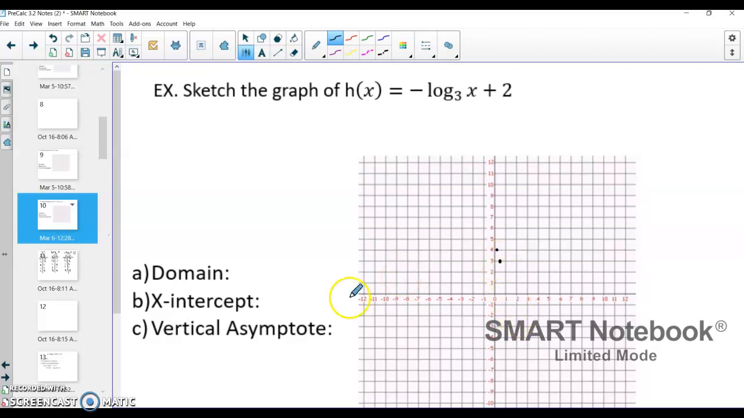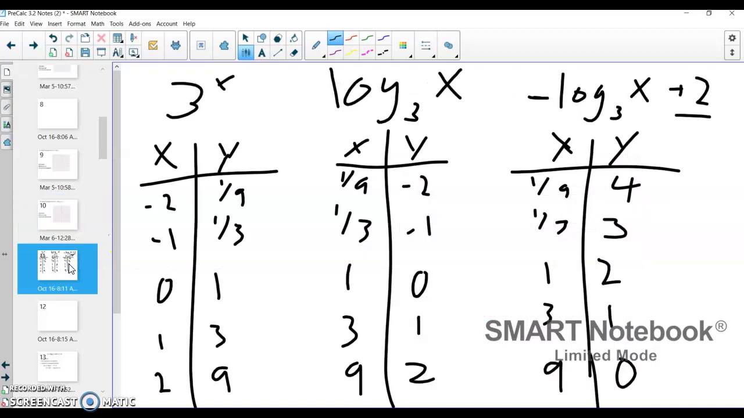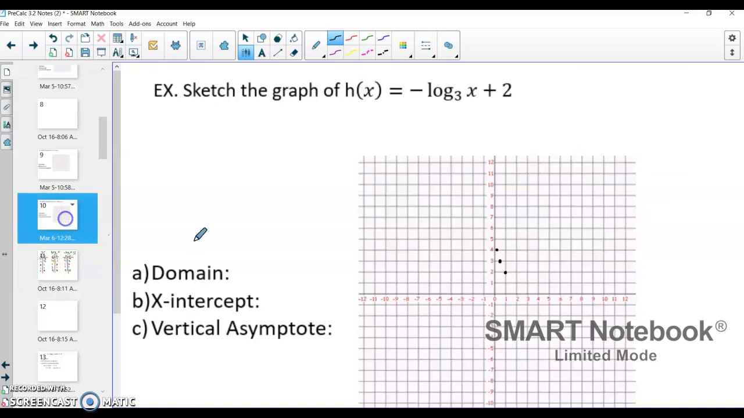And then 1, 2, 3, 1, and then 9, 0 here, and I have my logarithmic function right there. And you can see how the transformations took place.